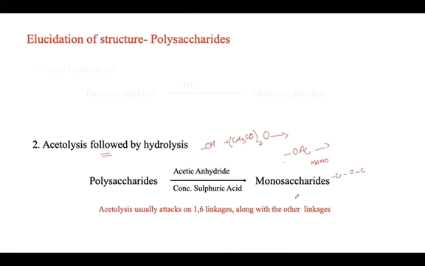This form is actually useful for 1,6 linkages. So this process is usually used for molecules which have a 1,6 linkage, because 1,6 linkages are readily attacked by the acetic anhydride, and then when we use sulfuric acid and do the hydrolysis, they are easily cleaved, although they may act on the other types of linkages also.